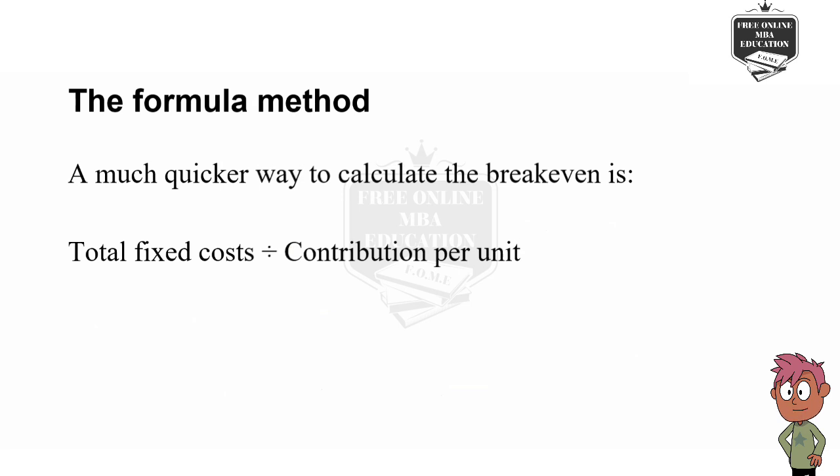Now, this is one way that you make a table and you calculate it, right? Somebody might say, what if this table goes wrong? What if I make an error? Or what if I want to check the way I calculated, is it correct or not? So there is a formula method. There is a much quicker way to calculate the break even, which is given as total fixed cost divided by the contribution per unit, right?